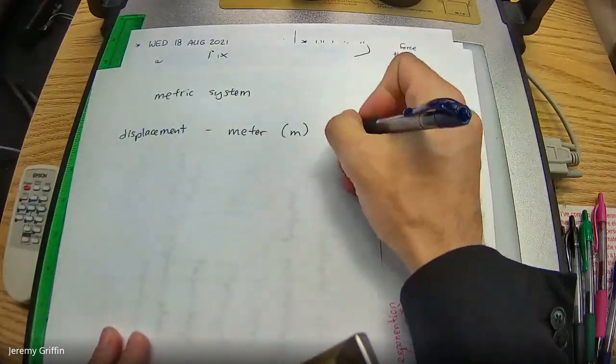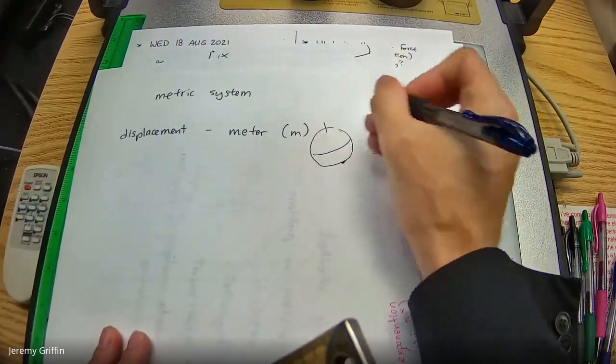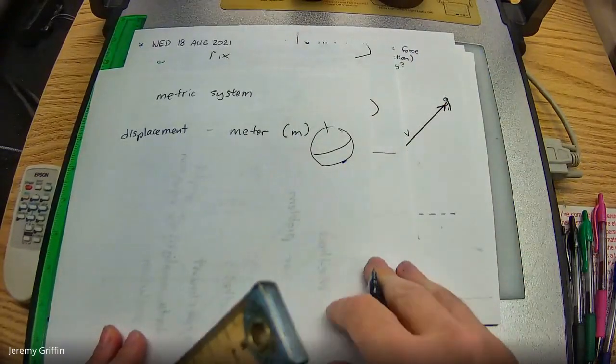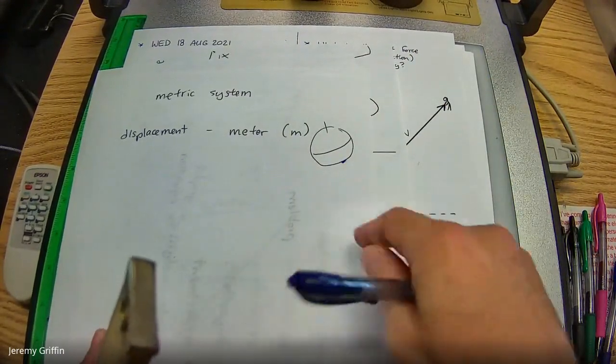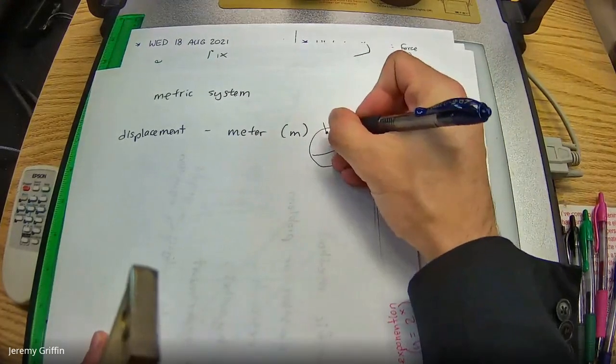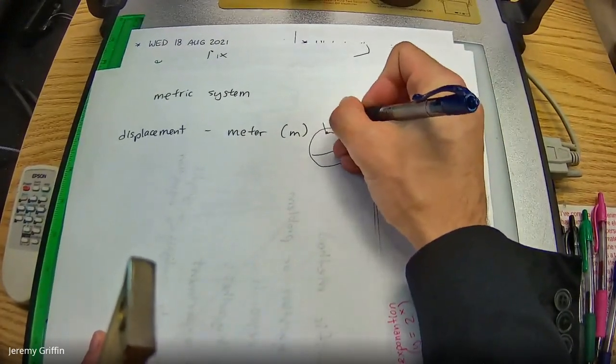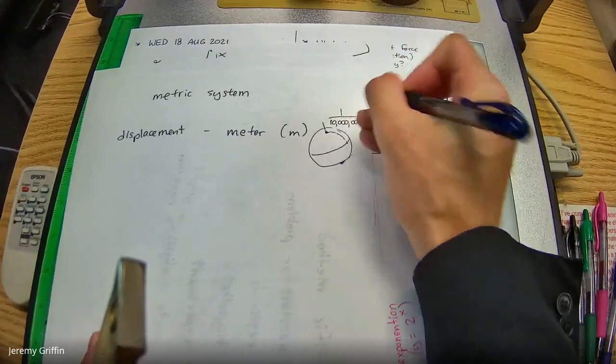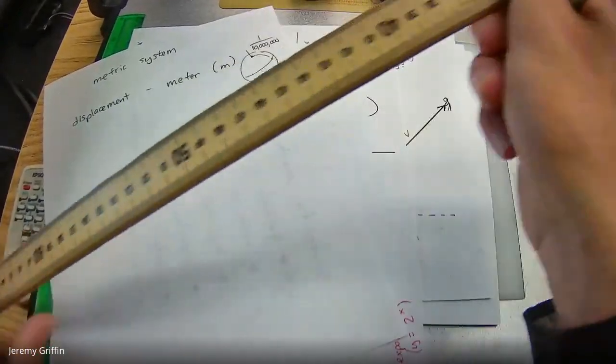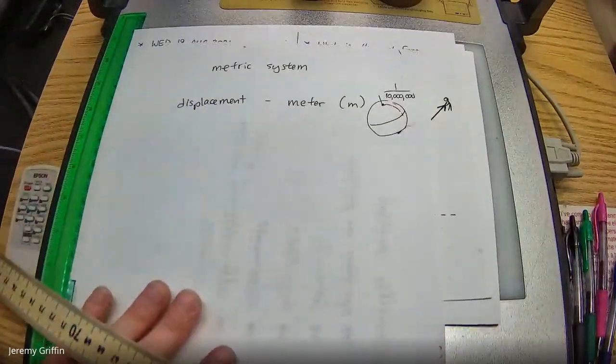The original definition was, look at the Earth. Here's the whole Earth. A lot of the properties of the metric system were based on either properties of Earth or water. Right? You go from the North Pole down to the equator, and you split that into 1/10,000,000th. You get one of these right here. Right? That was the original definition of a meter.